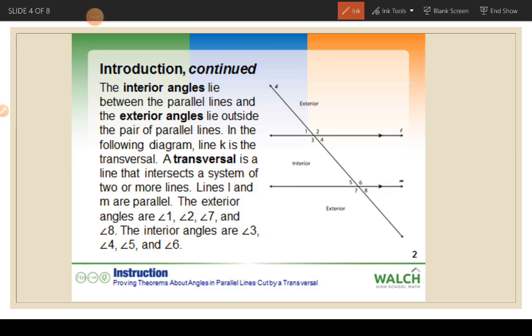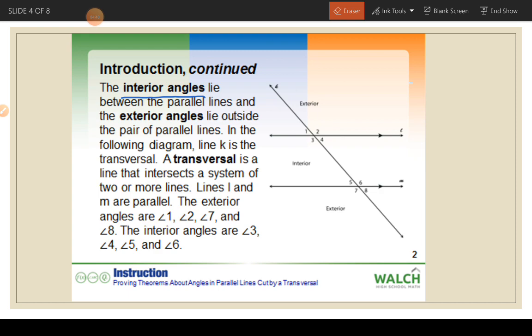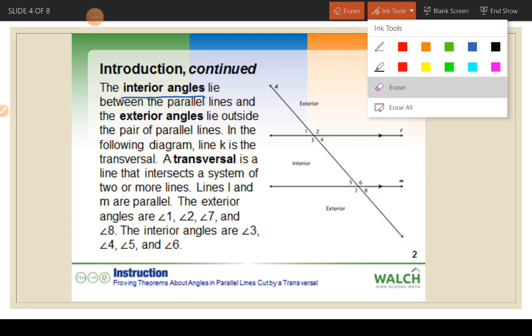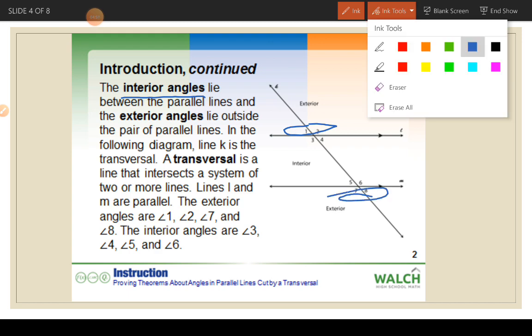Okay, now here's some vocabulary. Interior angles lie in between. Interior angles, again, interior means in. It has the word in right in there. So interior angles would be 3 and 4 and 5 and 6. The exterior angles are the angles that are outside. So again, that would be like 1 and 2 and 7 and 8.